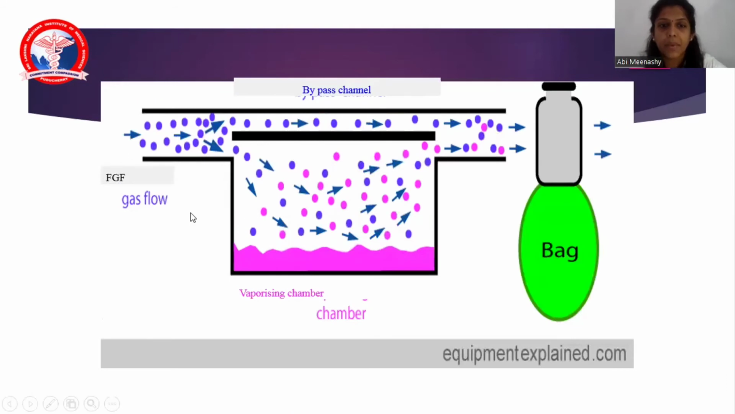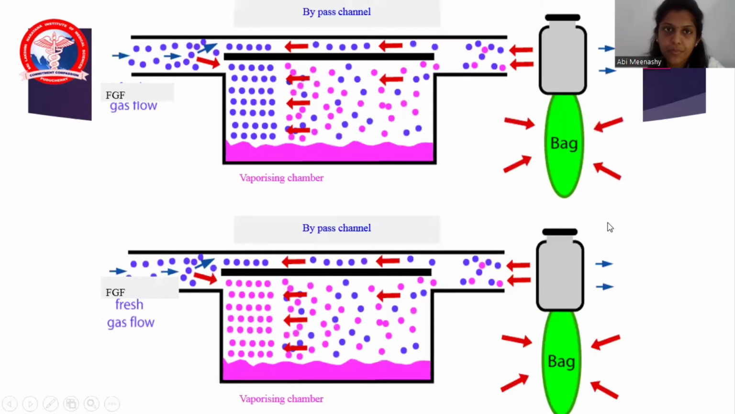This is your Ayre's bag. Fresh gas flow comes, gets saturated with your vapor, comes out, goes like this, and goes to the patient.